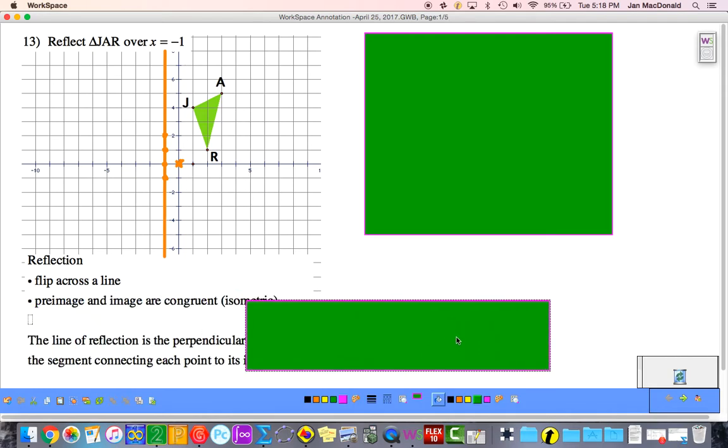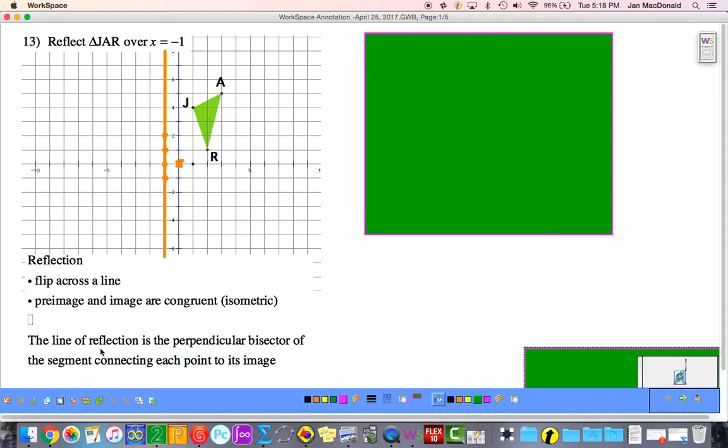Well, what else do we know about reflections? We know that the line of reflection, which is this line right here in orange, is the perpendicular bisector of the segment connecting each point to its image. If this is our line of reflection, and it is a vertical line, the only type of line that would be perpendicular to it is a horizontal line. We want to connect R to some point R prime, so I'm going to draw a horizontal line that passes through R.